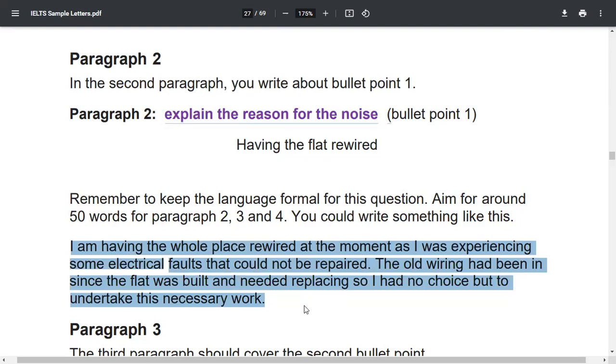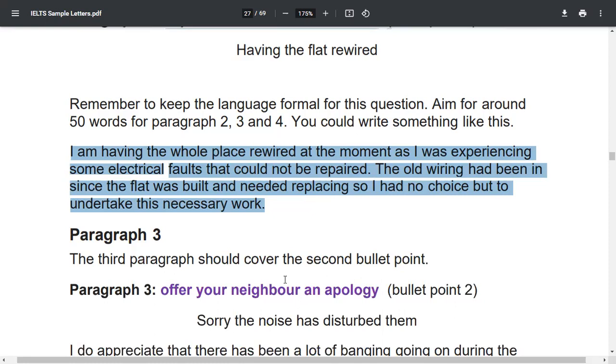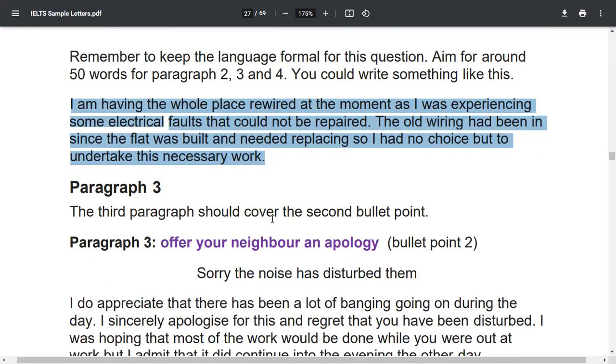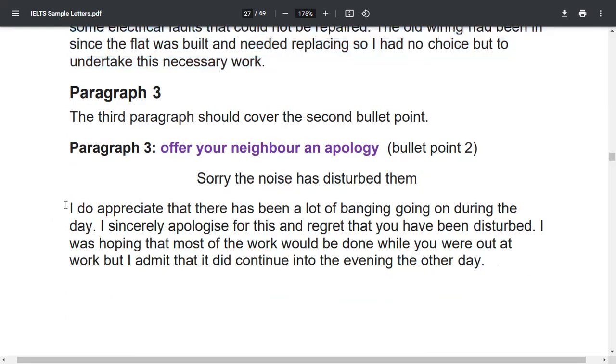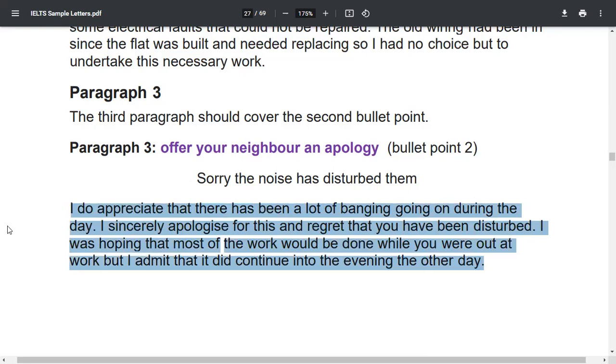As you can see, amazing vocabulary, amazing sentences, and the ideas in the sentences are completely interconnected. Now paragraph 3 is the answer for the second bullet point that says offer your neighbor an apology. Let's read the answer: I do appreciate that there has been a lot of banging going on during the day. I sincerely apologize for this and regret that you have been disturbed. I was hoping that most of the work would be done while you were out at work, but I admit that it did continue into the evening the other day.